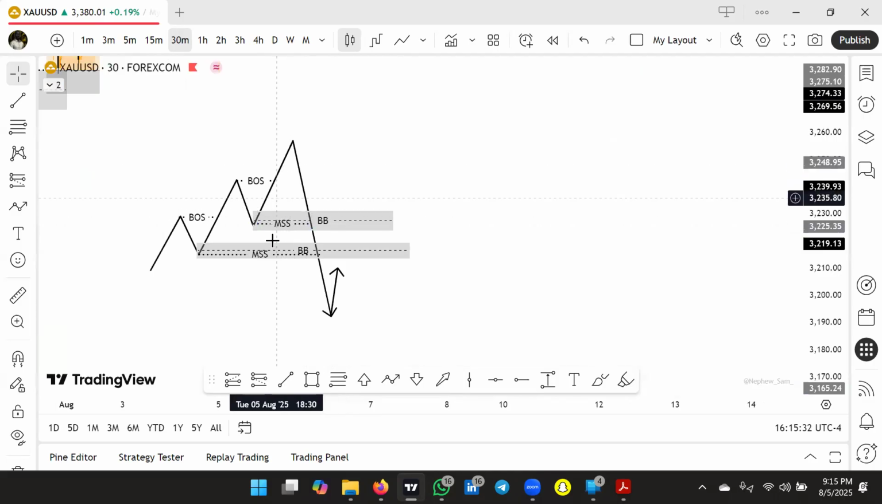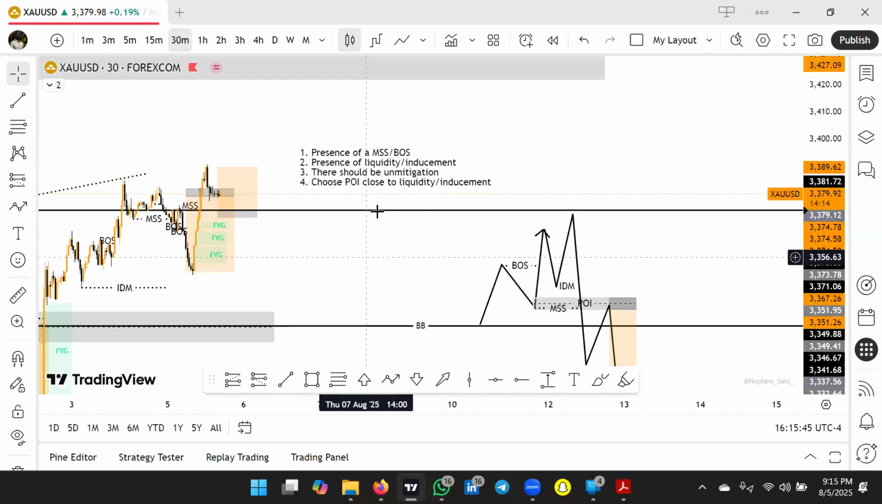Now, if you observe, these two zones have what? A market structural shift, or a break of structure. It depends on the direction of the market. In some cases, it's going to be a market structural shift. In some cases, it's going to be a break of structure. But I'll explain that later.